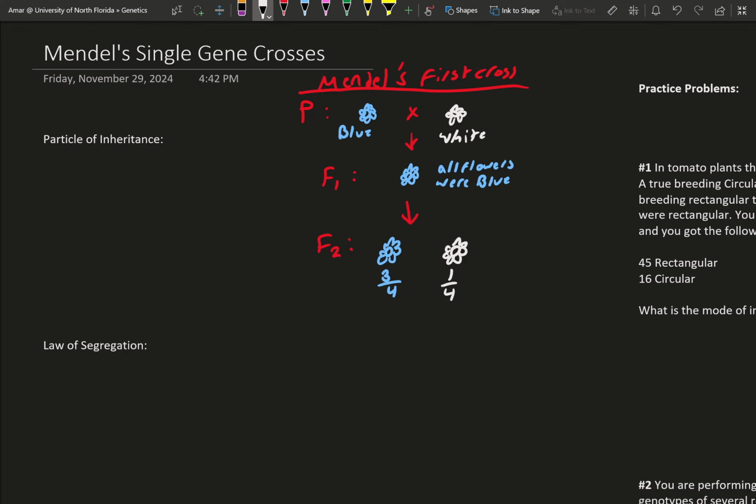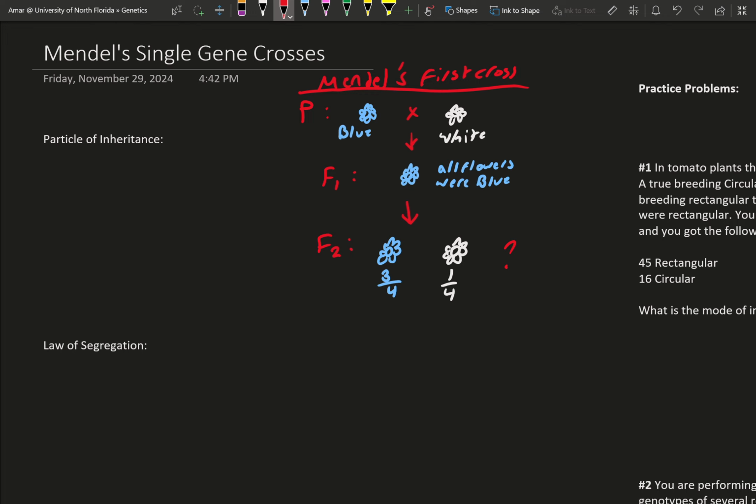I'm going to leave a note on the top right of your screen to look at that video if you want to. And then for the F2, he crossed the F1s together, and he ended up with a ratio of 3 out of 4 of the flowers being blue, and 1 out of 4 being white. So in this section of the chapter, we're going over how he got this 3-to-1 ratio, what hypotheses he made, and how he validated his theory.